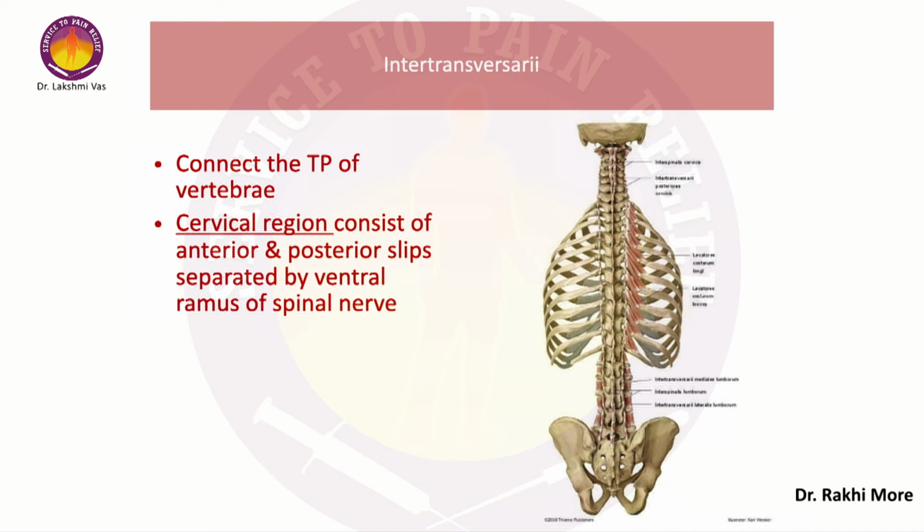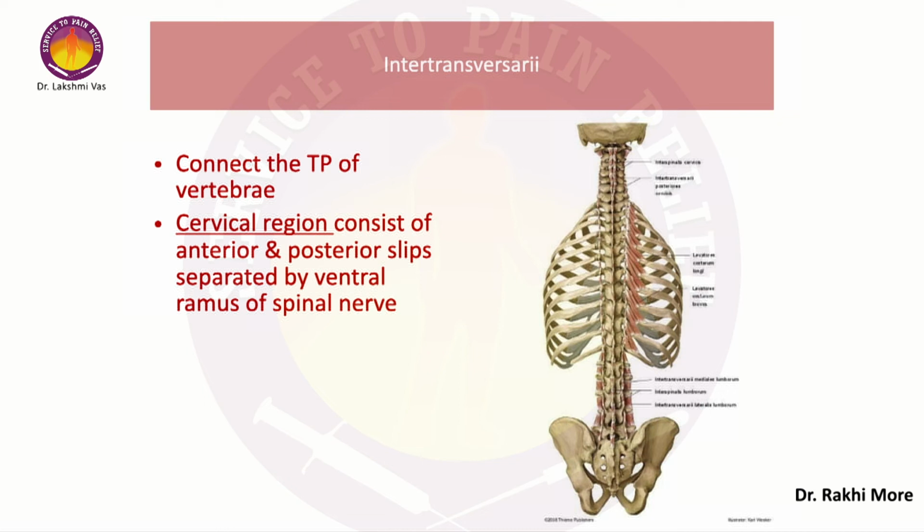The levator costarum, you can see that they are attached to the transverse process and the ribs in the thoracic region, and the intertransversi are between two adjacent transverse processes, and the interspinales are between the adjacent spinous processes. The interspinales are well developed in the cervical and the lumbar region, and these are paired muscles. The intertransversi connect the transverse processes of the vertebrae.